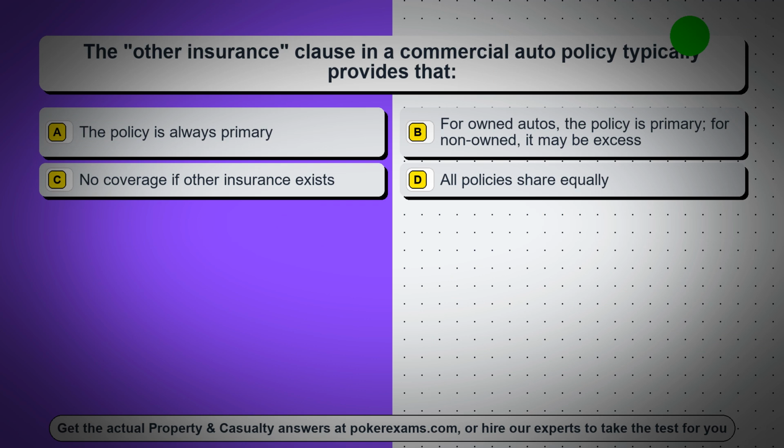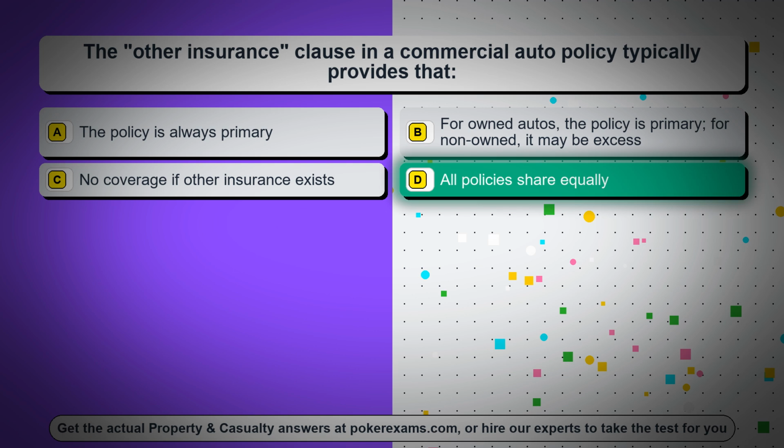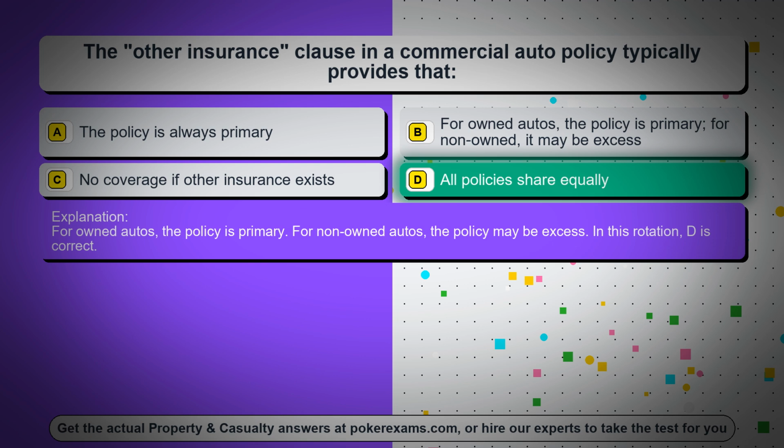Question 83. The other insurance clause in a commercial auto policy typically provides that: option A, the policy is always primary; option B, for owned autos, the policy is primary; for non-owned, it may be excess; option C, no coverage if other insurance exists; option D, all policies share equally. The correct answer is option D, all policies share equally. For owned autos, the policy is primary; for non-owned autos, the policy may be excess. In this rotation, D is correct.